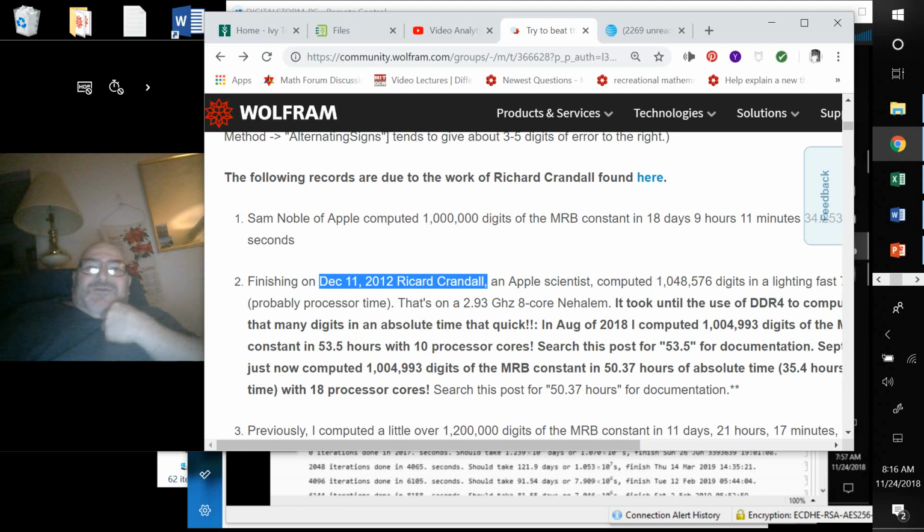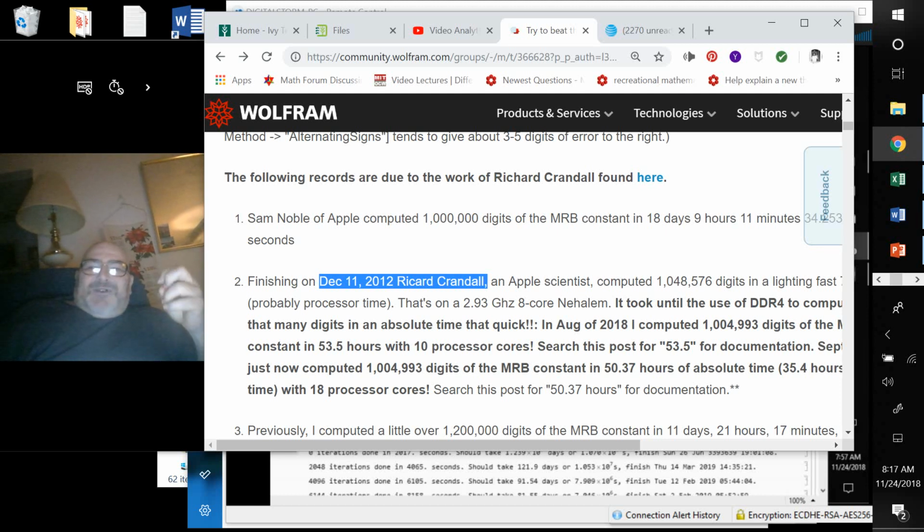The algorithm he used to compute the MRB constant had two timings with it, a T2 and a time that would display on the clock. Using most computers at that time, the display clock time, which was the actual time, was about twice as big, at least on my computers, as the processor time.